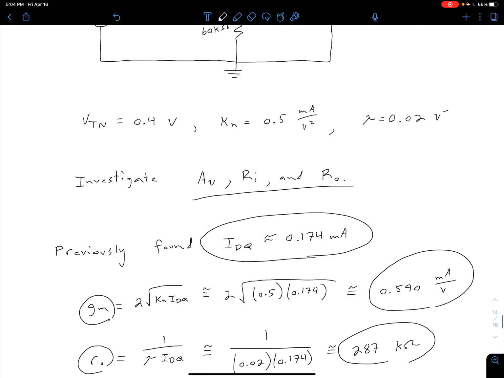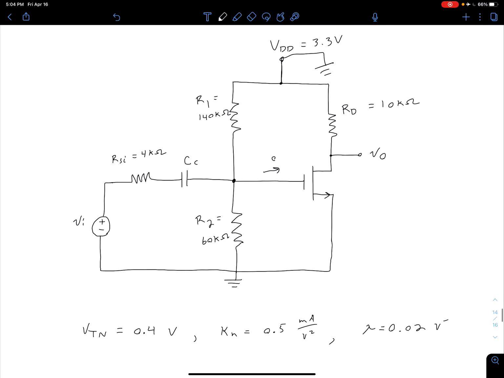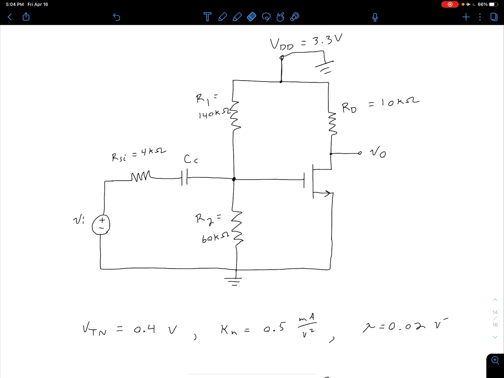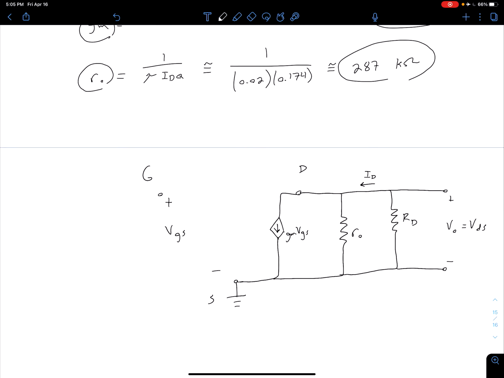And let's come back and take a look at our configuration at the gate. Looking at our gate, we see we have a few paths to ground. We have a path to ground through this R1 resistor. We also have a path to ground through this R2 resistor. So we can go to ground through either of those two, which are in parallel. So between our gate and our source, we have this resistance of R1 and R2 in parallel.